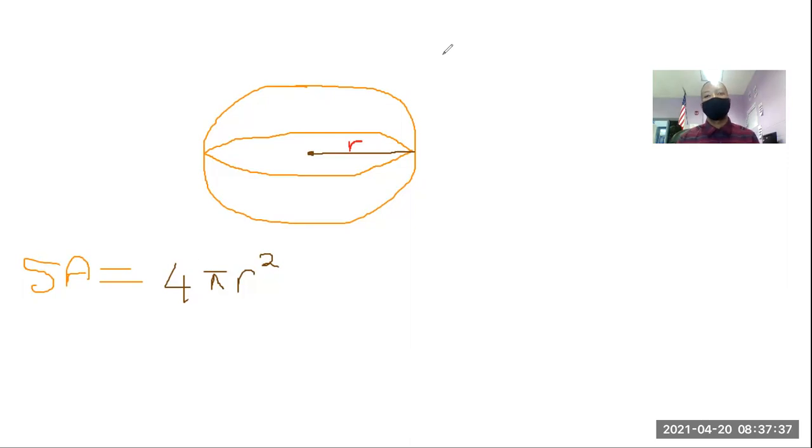Now the next thing we need to find out is how much space is inside this sphere. If we want to figure out how much space is inside of this ball, we find the volume. And the volume formula is 4 over 3 pi r cubed. So that's the surface area formula, and then the volume formula. We're going to do a couple of questions so that we understand a little more of what we're doing. To identify the radius, it's just from the middle to the end part.